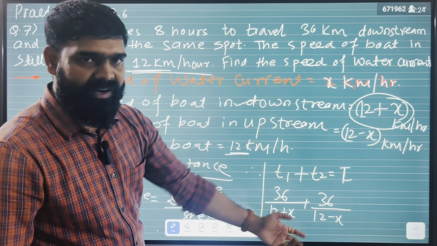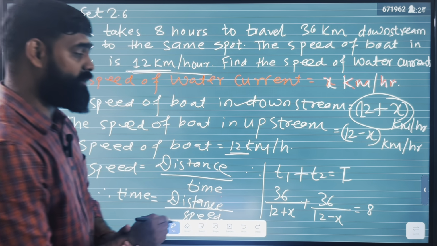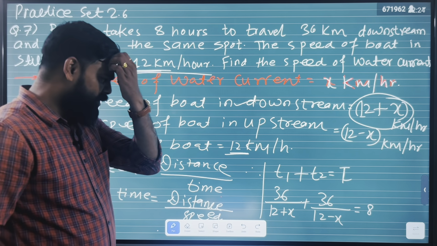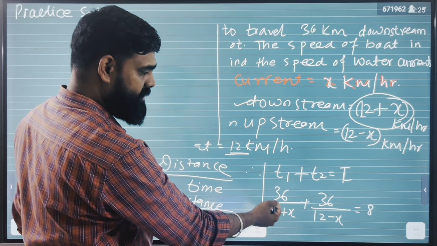36 by 12 minus x, and this total time is 8 hours. This was a very important part. By using the conditions, we have made this equation. Now we will solve this equation.